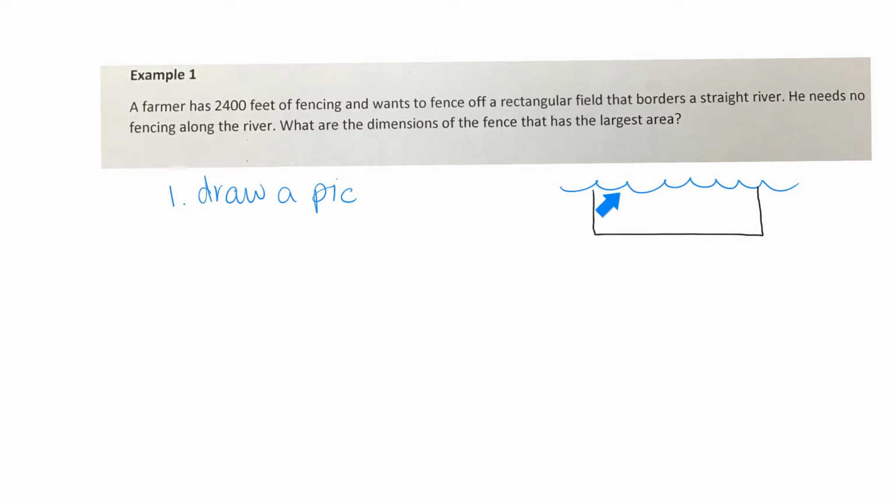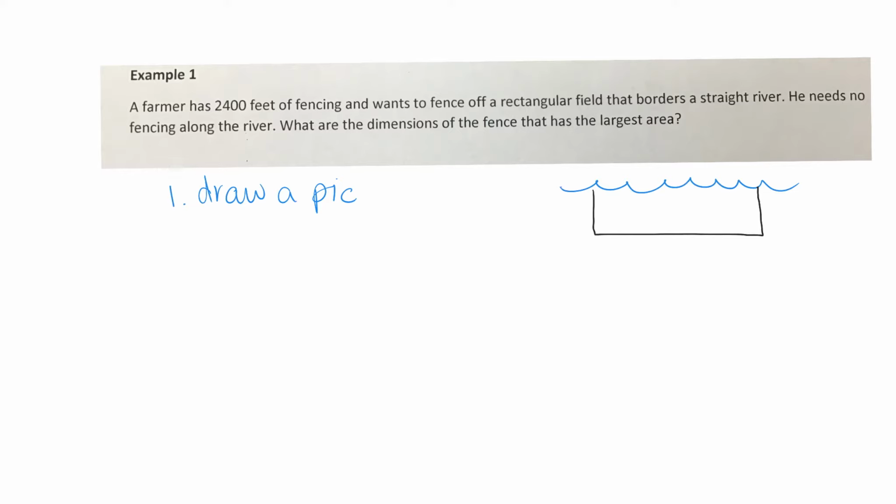Actually, I had somebody tell me once that their cows would wander into the river and then drown sometimes, or they'd have to go try and rescue them. So maybe you should have a fence along the river. But anyway, okay, focus.